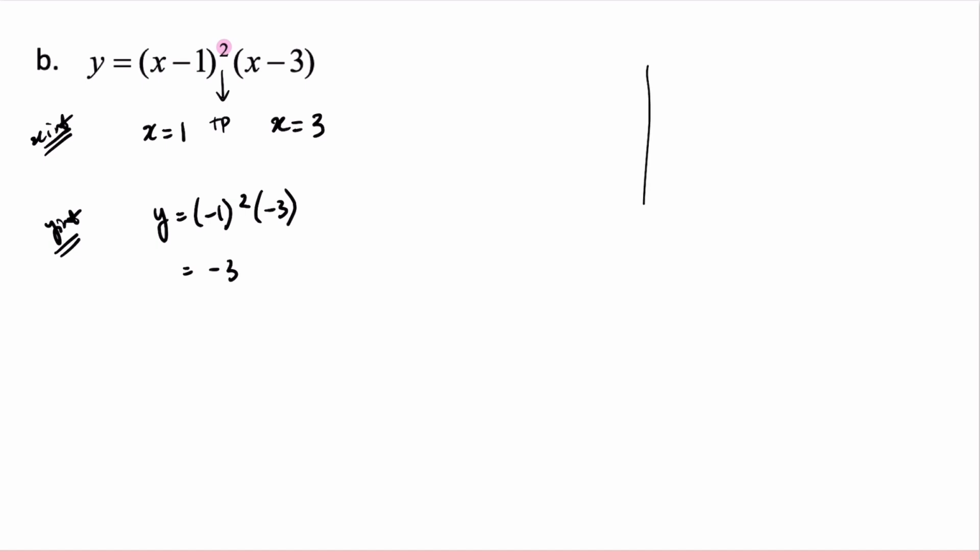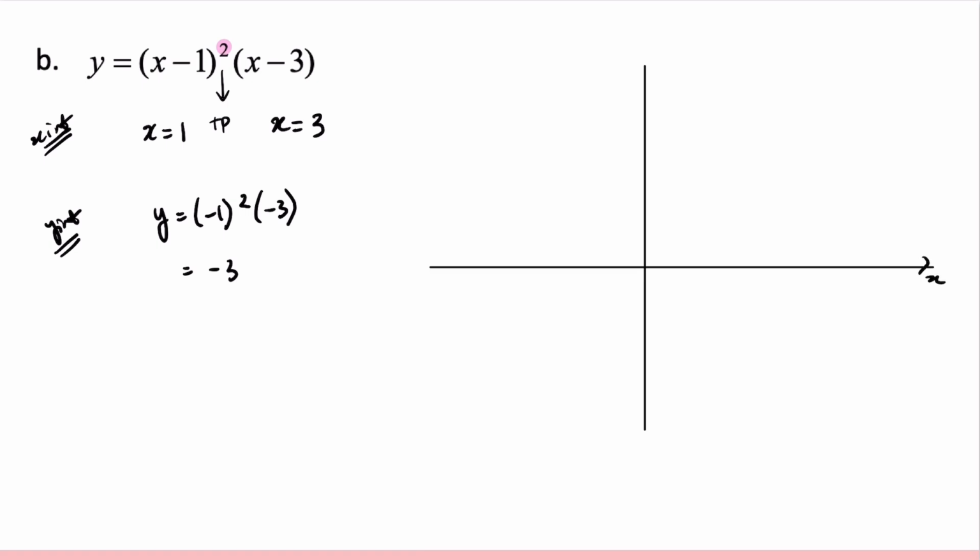So once again, we'll get a set of axes going. We'll put in all of our key points. So we've got one intercept at 1. That's really important to note, that's going to be our turning point. Another intercept at 3. And then we've got our y-intercept at negative 3. Oop, I just did the opposite of what I said. Make sure that you touch and turn.